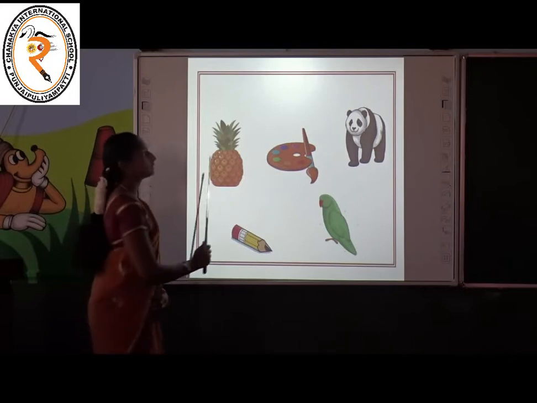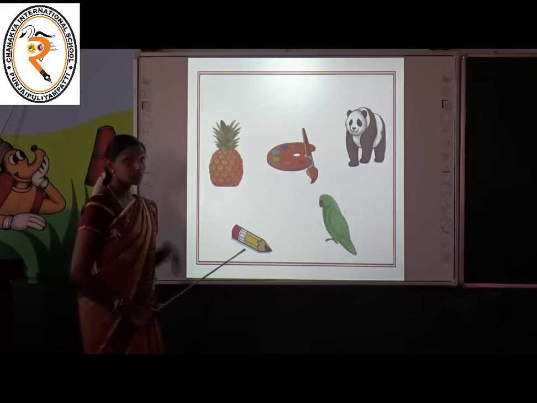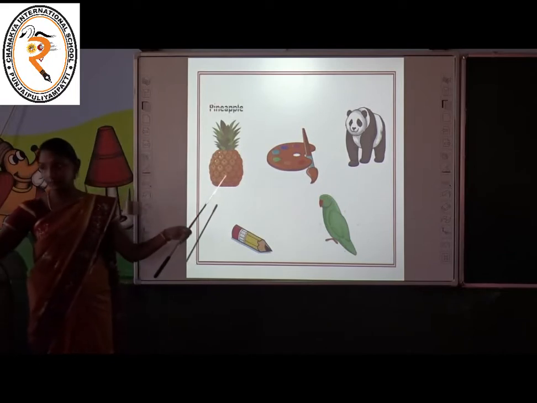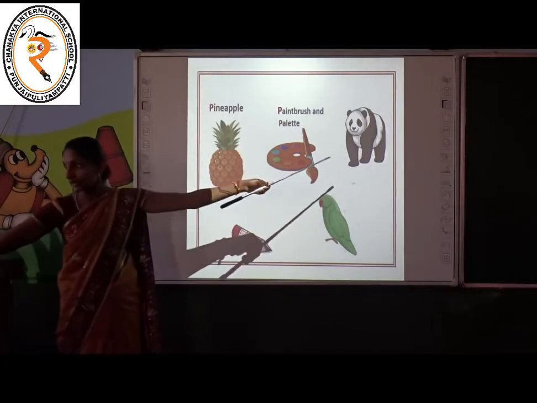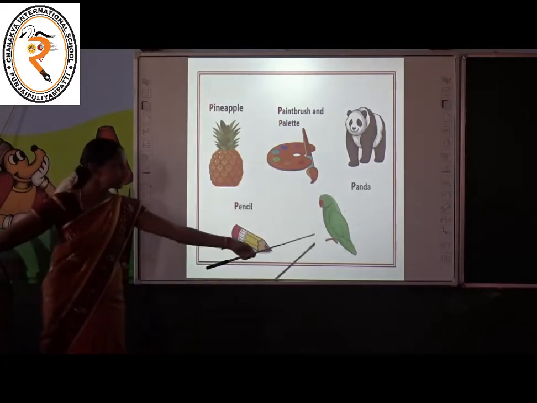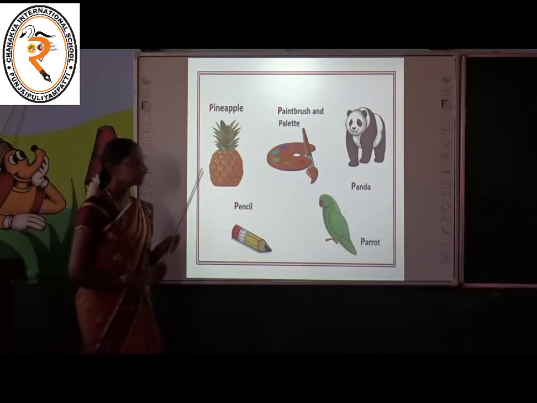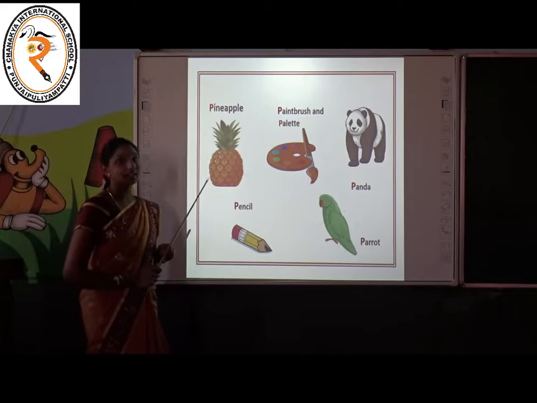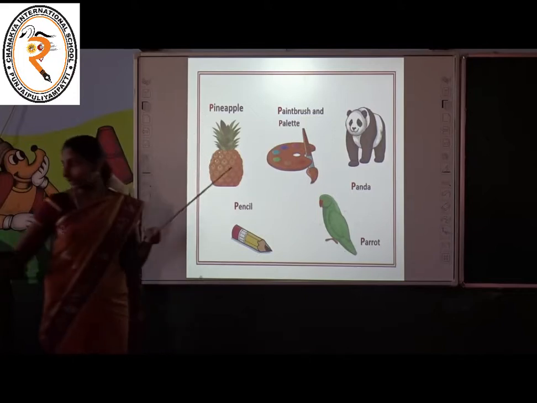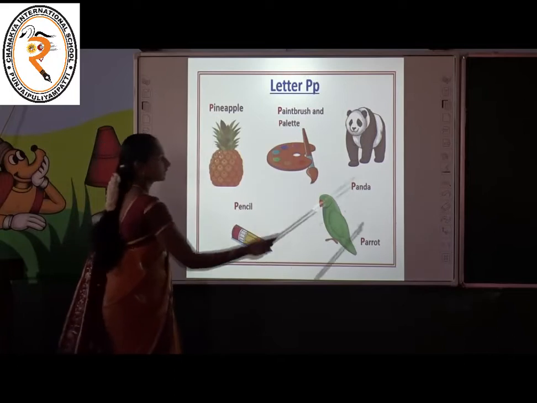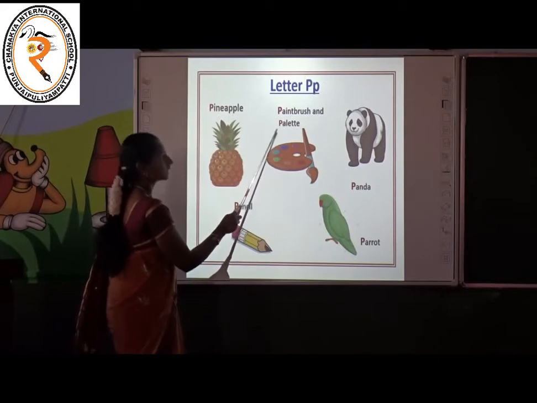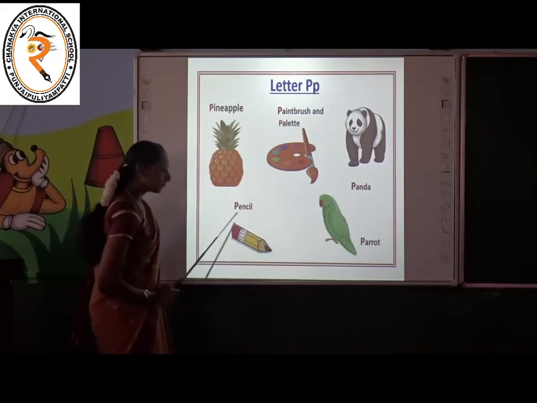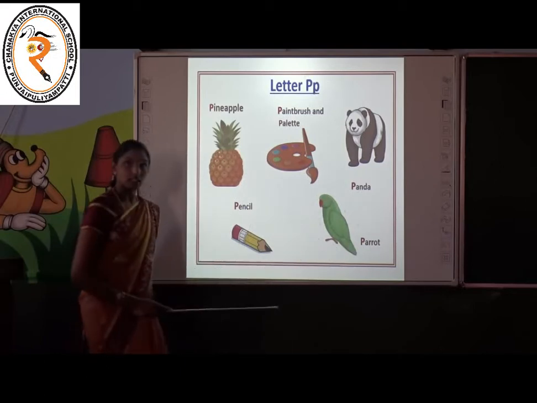Children, now tell me the first letter of this picture. Just now we saw these pictures. Can you tell me? Let's name what it is. Pineapple. This is paintbrush and palette. This is panda. This is pencil. And what is it? Parrot. Now can you tell me the first letter of these pictures? Yes, correct. P. These 5 pictures begin with the letter P. Pineapple, paintbrush, palette. P. Panda. P. Pencil. Parrot. Are you all clear?